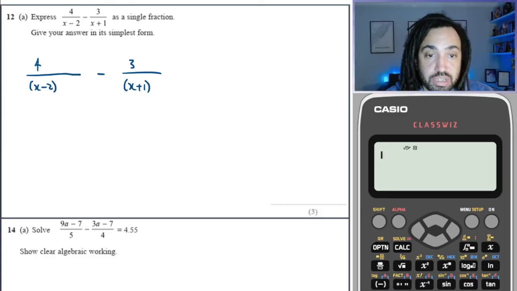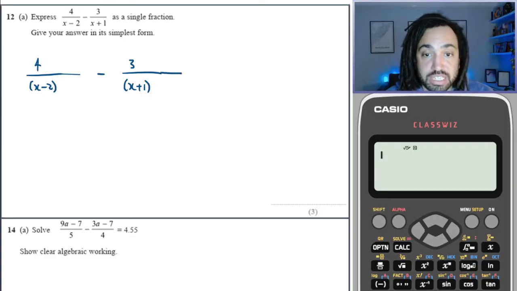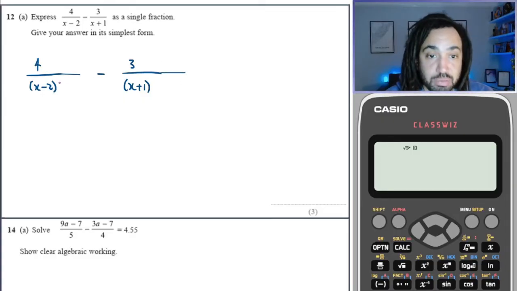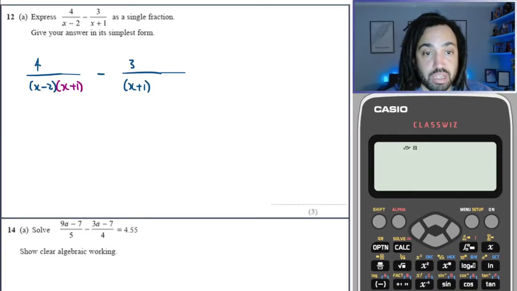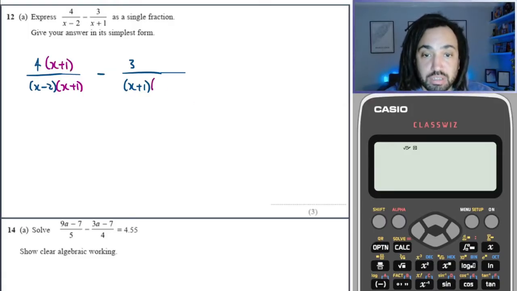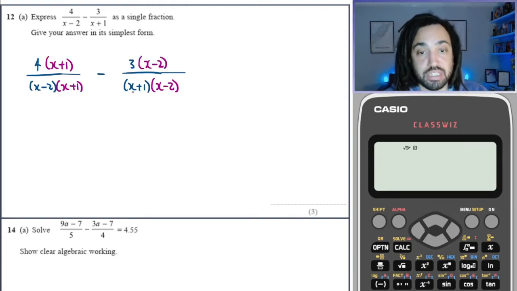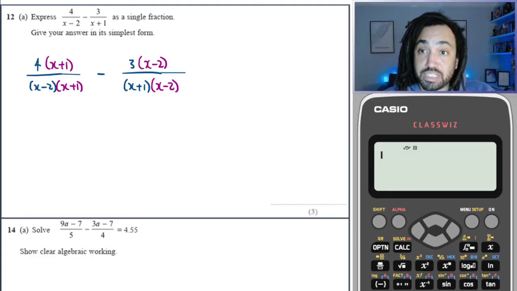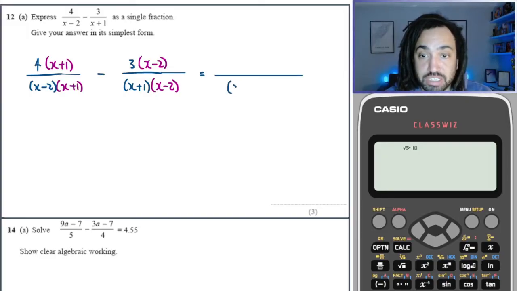And what I need to do is to make these denominators the same, I need to multiply this one by x plus 1 on the bottom. So therefore I need to do it to the top as well. And this one, I need to times this one by x minus 2. And so I need to do the same on the top as well. And now you'll see that the fractions have been manipulated so that their denominators are the same. Which means I can write it all over the same denominator of x minus 2, x plus 1.